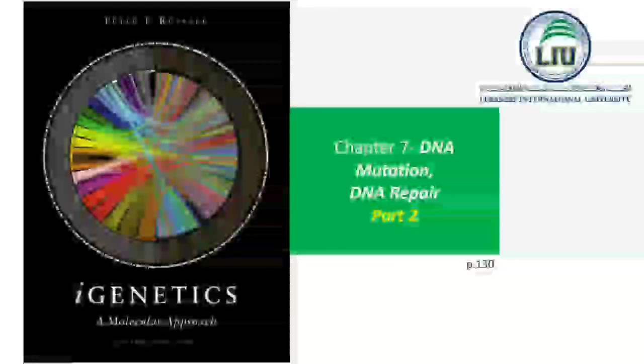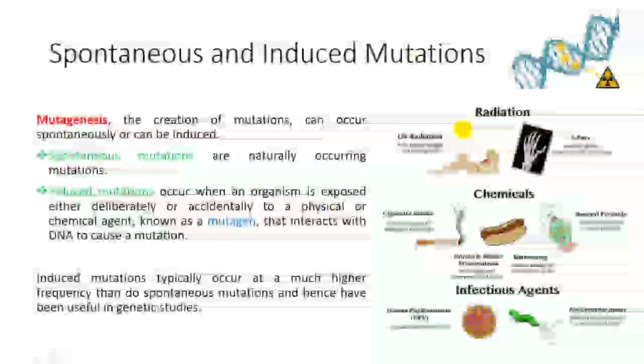Today we will discuss our second lecture in chapter 7, the second part of chapter 7, dealing with the different types of spontaneous and induced mutations. And at the end, we'll briefly discuss some of the DNA repair systems. So, we will start with the spontaneous mutation.